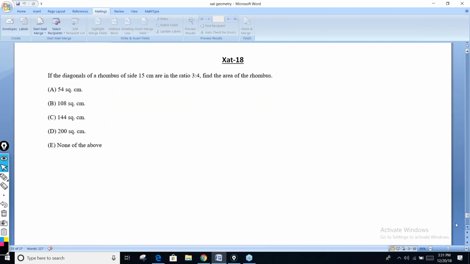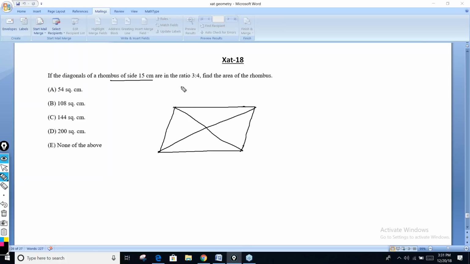Okay, now it's the Z paper, and there were only 2 questions in Z 2018, and that was again a very easy question. If the diagonals of the rhombus of side 15 centimeter are in the ratio of 3:4, and we know the diagonals of a rhombus bisect each other at 90 degrees, right? So half of the part will also be in the ratio of 3:4. So I'm taking this as 3, this as 4, and the side is given as 15, and this is 90.